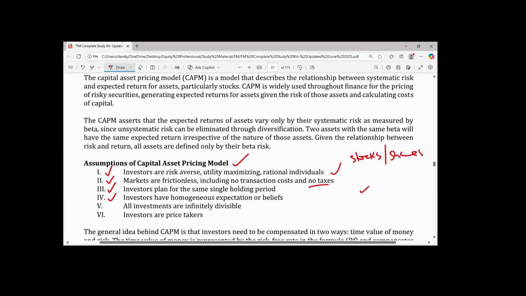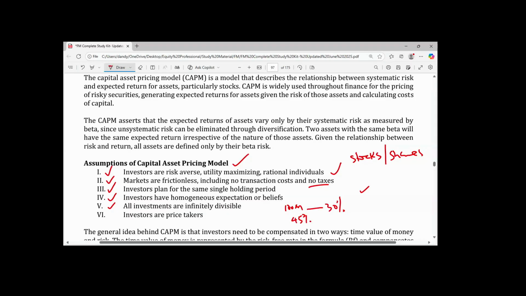Then number 5 is saying that all investments are infinitely divisible. This is a little bit realistic. If you say investments are infinitely divisible, a fractional part of the investment can be undertaken, meaning that if you have 100 million naira that you want to invest, out of this 100 million, you can invest a fractional part of it, let's say 30%. You can also invest 45%, whatever the percentage. So that's what this assumption is saying.